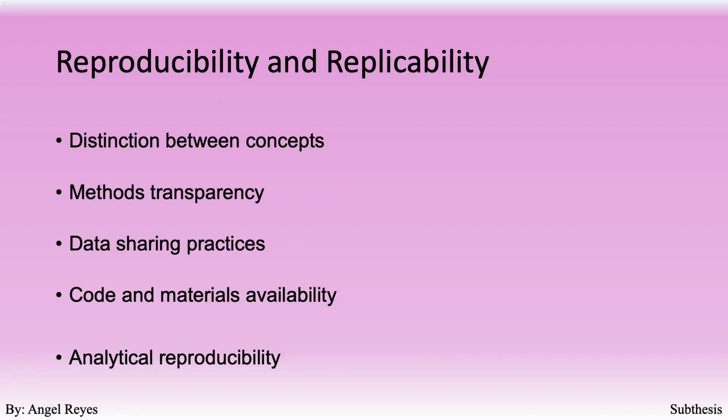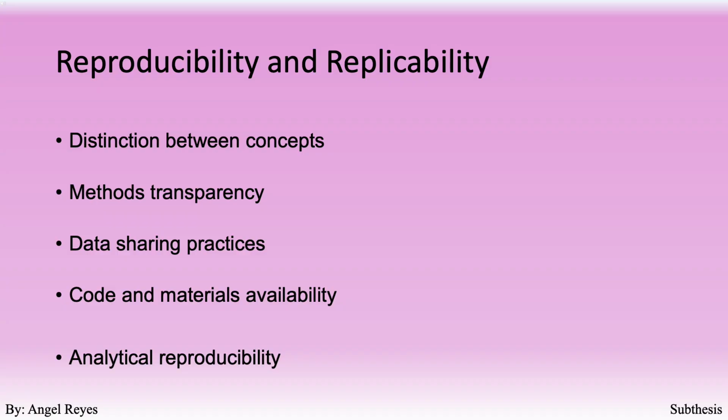Reproducibility and replicability are cornerstone values in scientific trust. We must understand the distinction between these concepts. Reproducibility typically refers to obtaining consistent results using the original data and code, while replicability involves obtaining consistent results using new data collection. Both require thorough methods transparency with detailed protocols that allow others to understand precisely what was done.